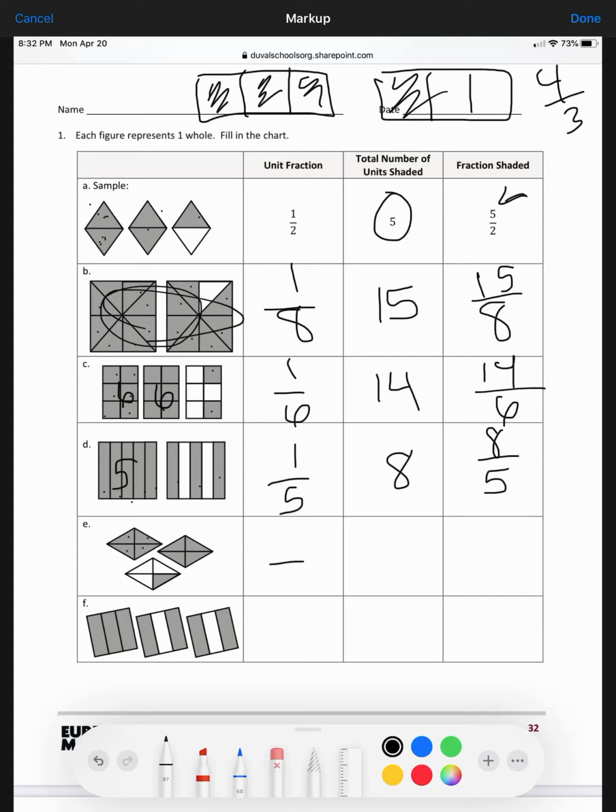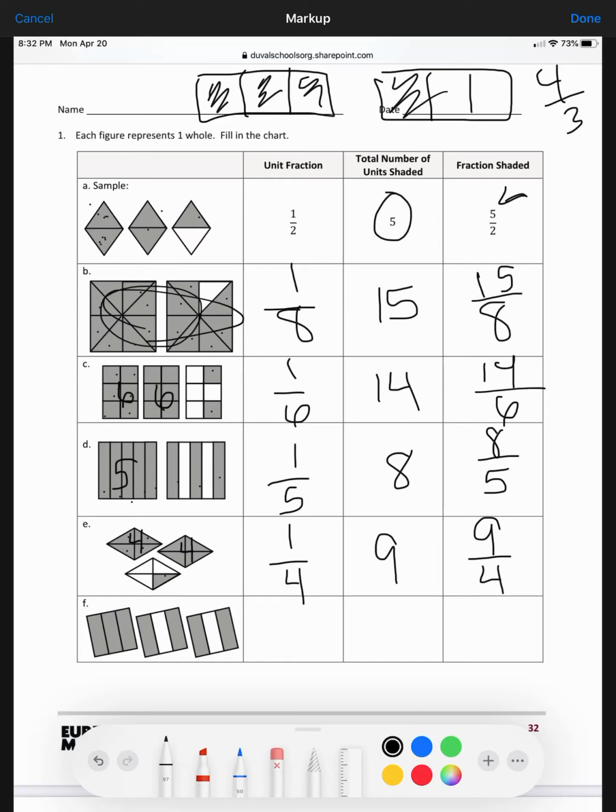E. How many units are there per item? 1, 2, 3, 4. So our unit fraction is 1/4. Total number of units shaded, 4 plus 4 is 8, plus that one extra one is 9. So the fraction that is shaded is 9/4.